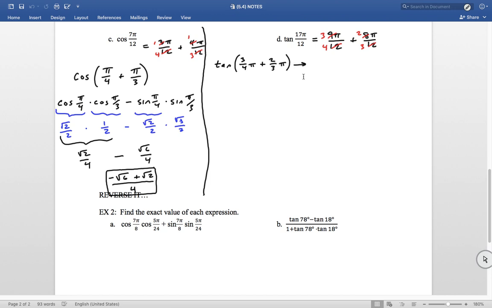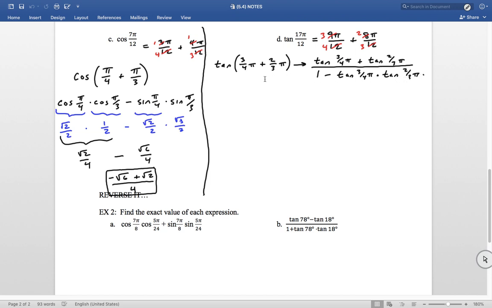Now flip your paper over and look at the sum identity for tangent. It's a little bit different than the sine and cosine. Okay? So what we do for this one, and go ahead and pause the video if you want to try it on your own, but this gets a little weird. So it's the tangent of the first angle, so tangent of 3/4 pi plus the tangent of the second angle, which is the tangent of 2/3 pi, over, and then it's 1 minus, and then it's just these same things again, but multiplied by each other. The tangent of 3/4 pi times the tangent of 2/3 pi.